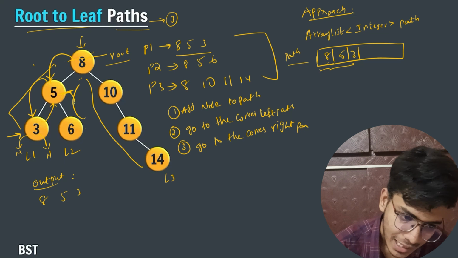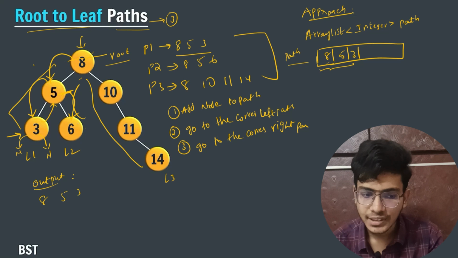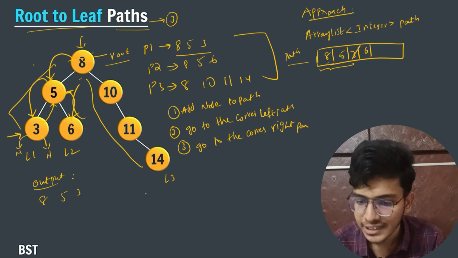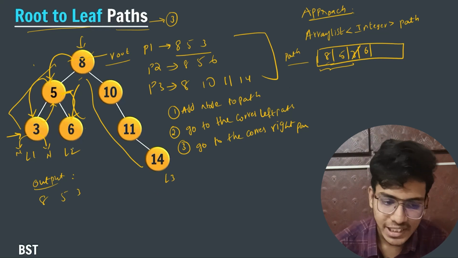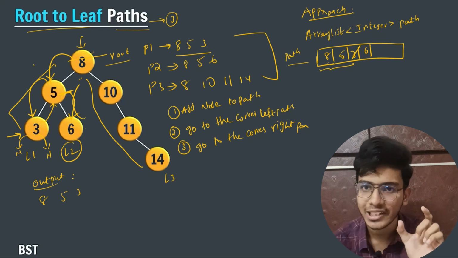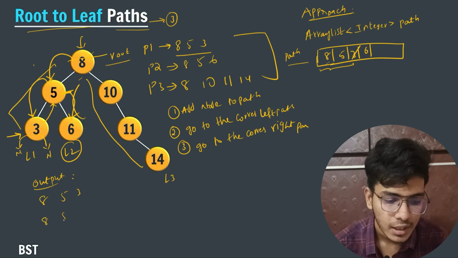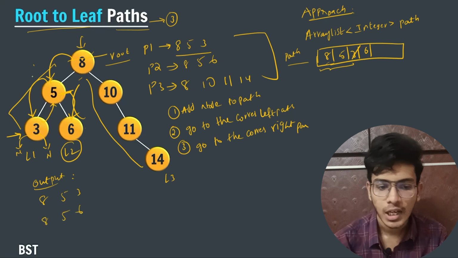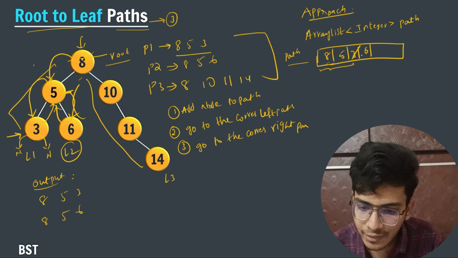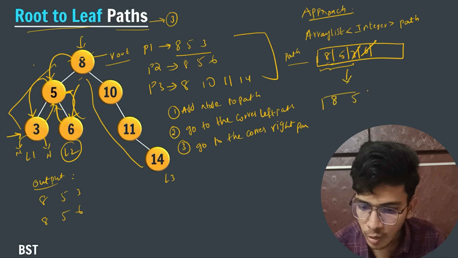So from 5, I will recursively call this sixth node. As I call the sixth node, I will remove 3 and I will add 6. Now you can see that 6 is a leaf node in itself. If it is a leaf node, whatever elements are present in my path array list, I will print those elements. So I will print 8, 5, 6. Now after that, I will recursively call back to my function, and as I call back, I will remove 6. So my array list will become 8, 5 now.